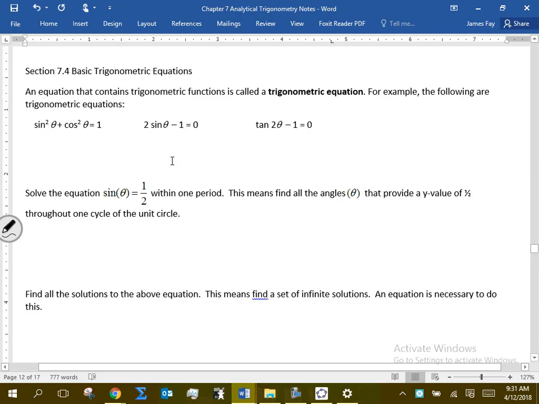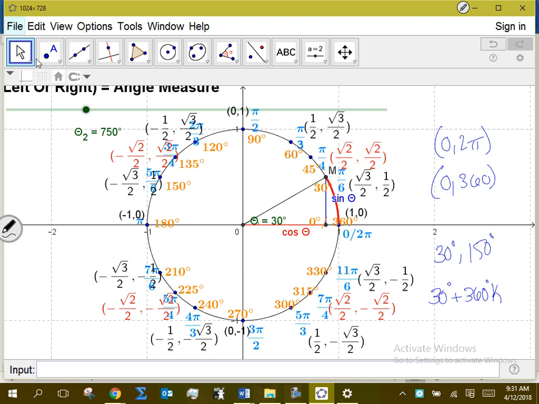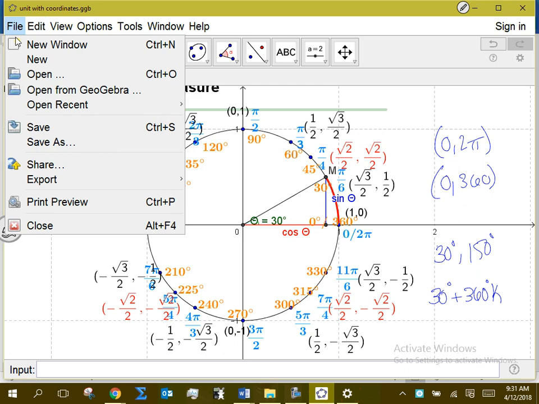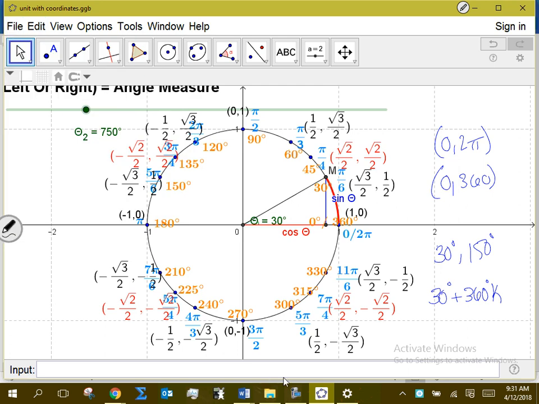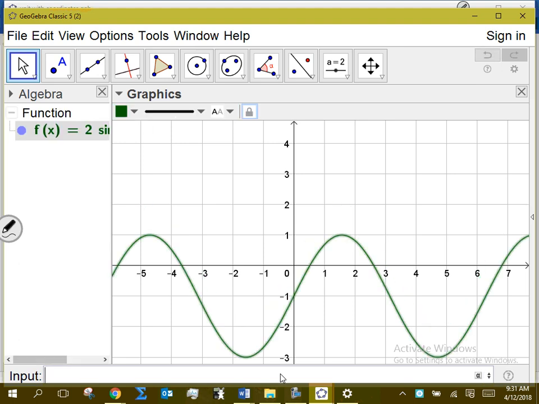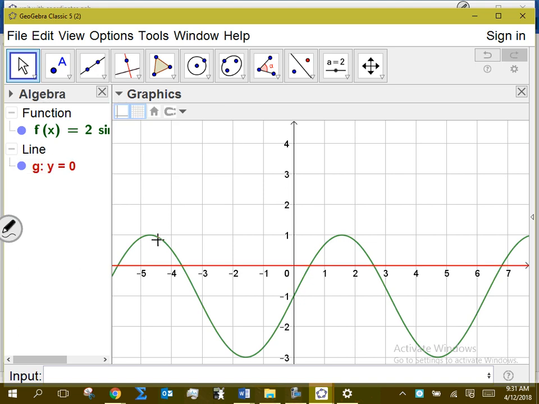All right. Like 2 sine theta minus 1 equals 0. Okay, we could again take the left-hand side, 2 sine theta minus 1, 2 sine x now minus 1, and then y equals 0. Okay, and we'd be asking where does the green curve and the red curve cross?